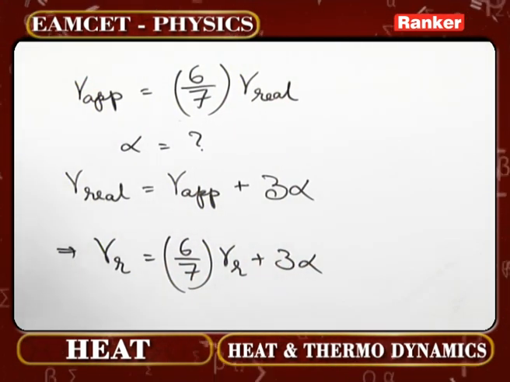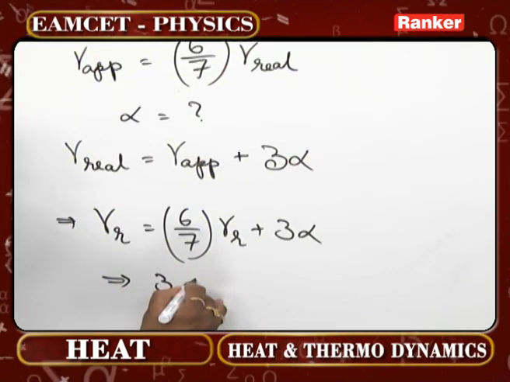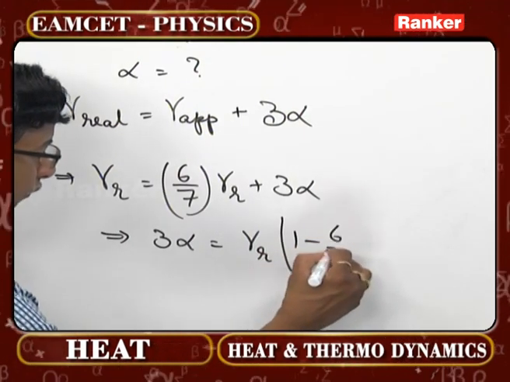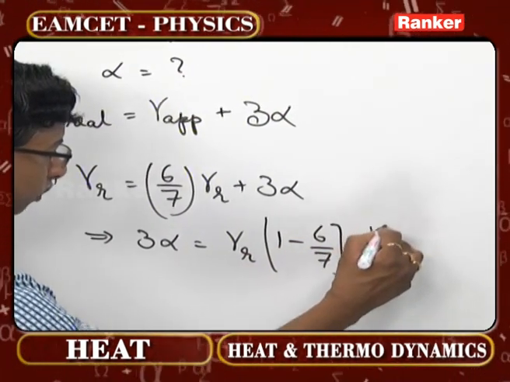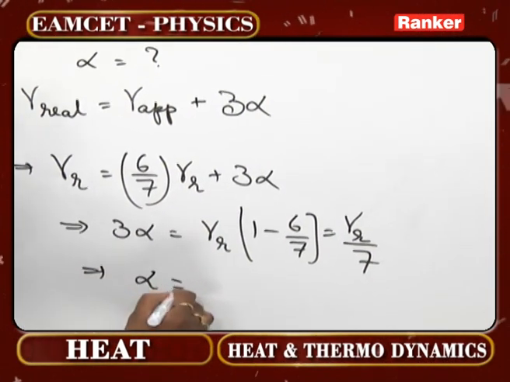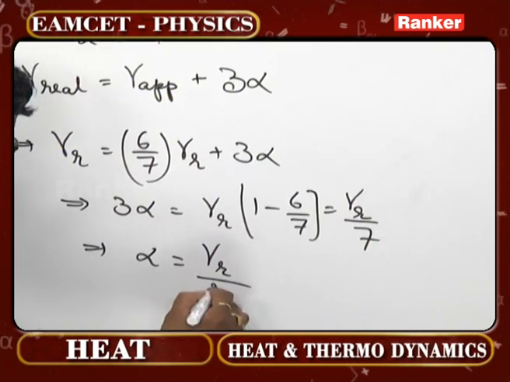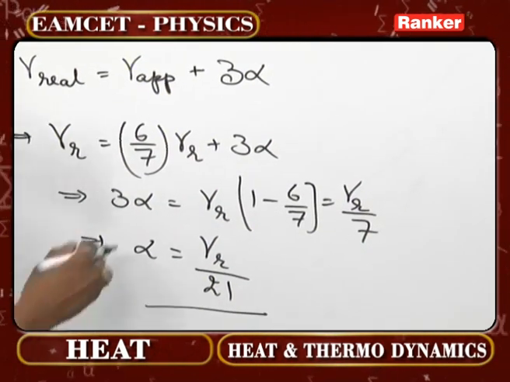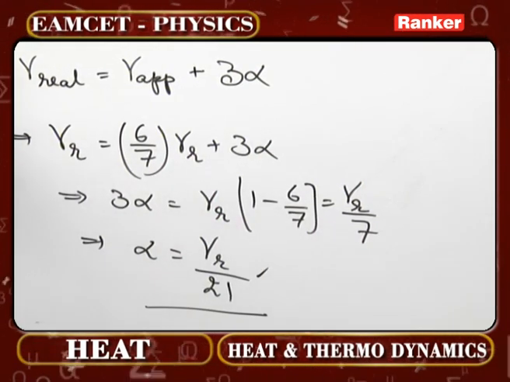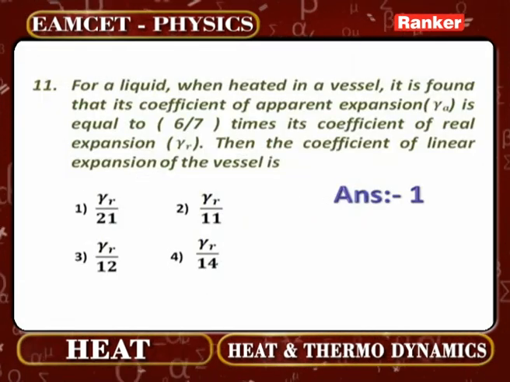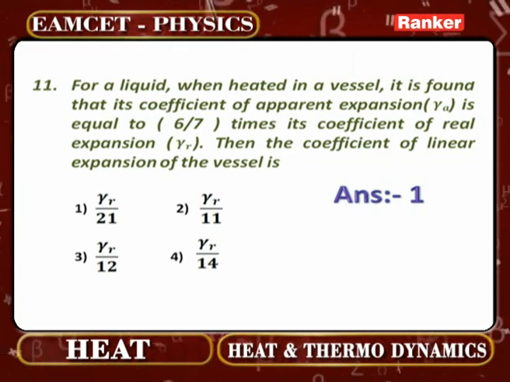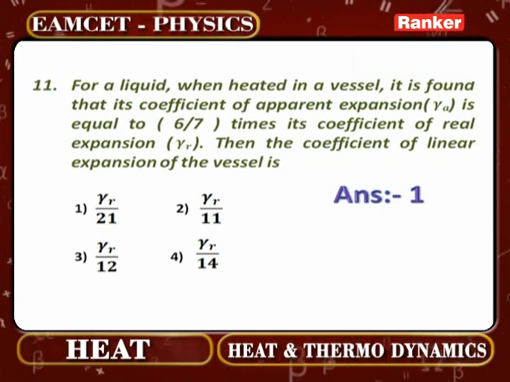That is the equation. So what can I write now? 3 alpha is equal to gamma r into 1 minus 6/7, which now is going to be gamma r by 7. But we want the value of alpha. What is this one now? Gamma real by 21. 3 times 7 will now become 21 there. So what is the correct option that is tallying? Very first option, which is gamma real divided by 21. That is the correct option one should remember for this particular question number 11.